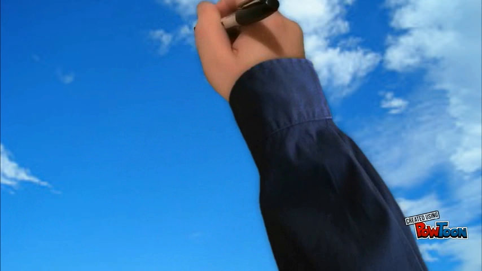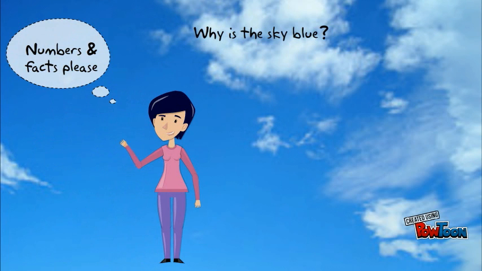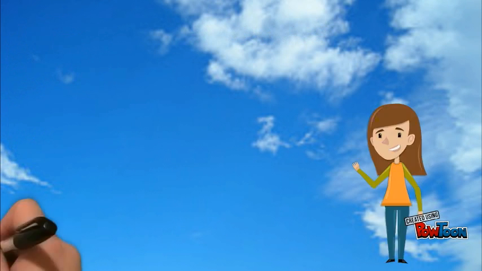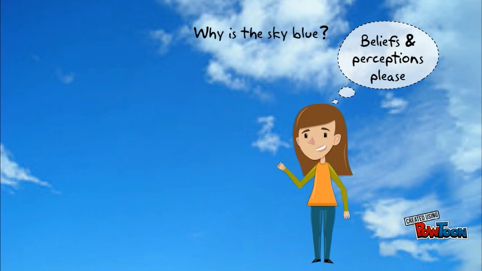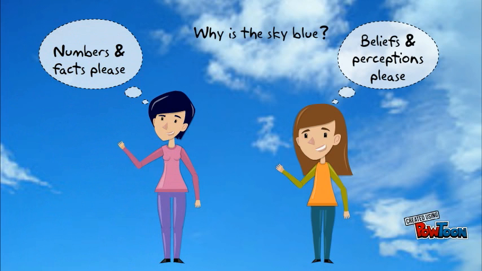To answer the question, why is the sky blue, a positivist physicist might collect data about how our atmosphere interacts with light from the sun, whereas an interpretivist anthropologist might collect data about different cultures' creation myths. The different approaches would produce very different answers, but both would be true in their own way.